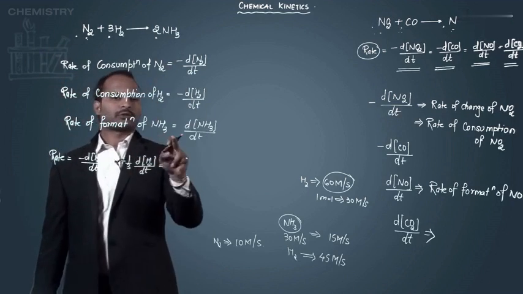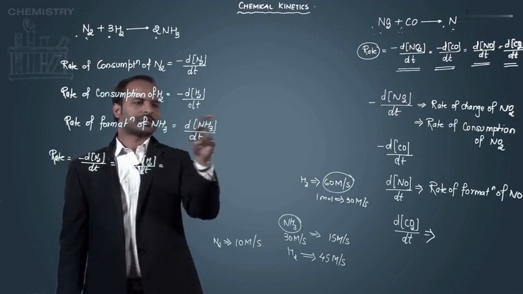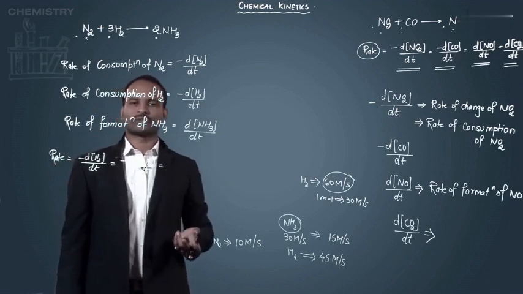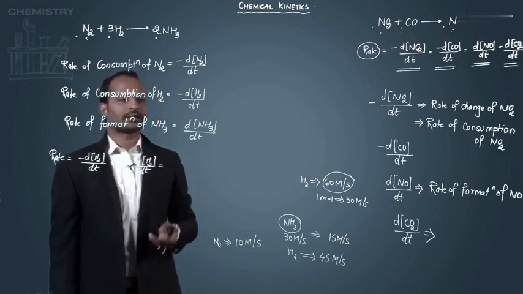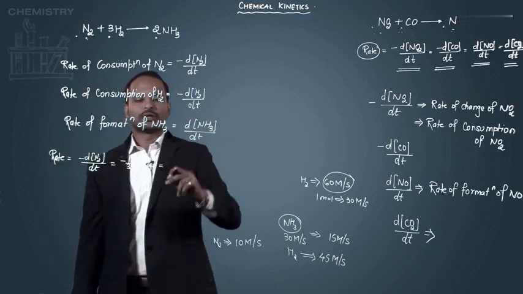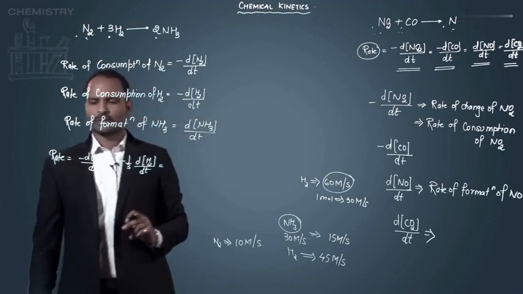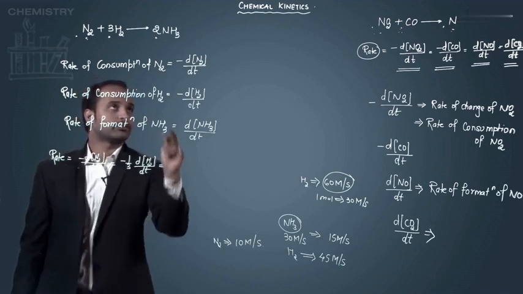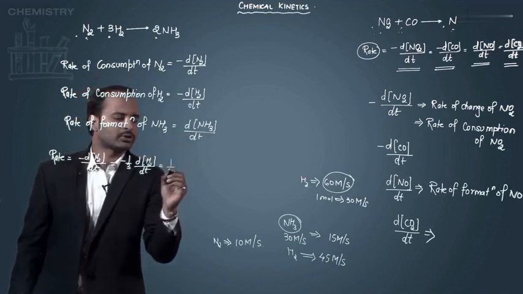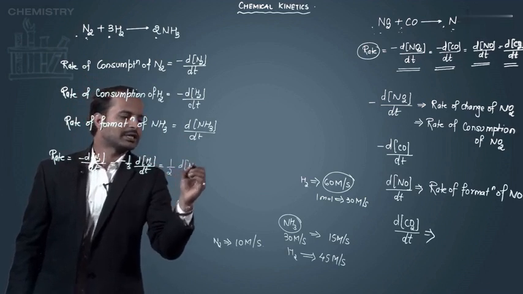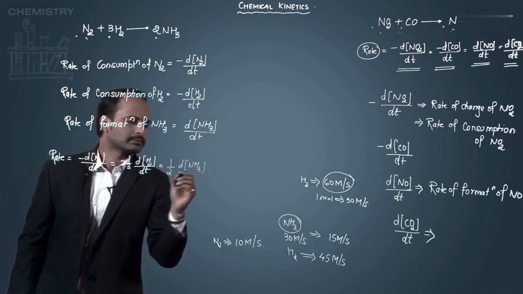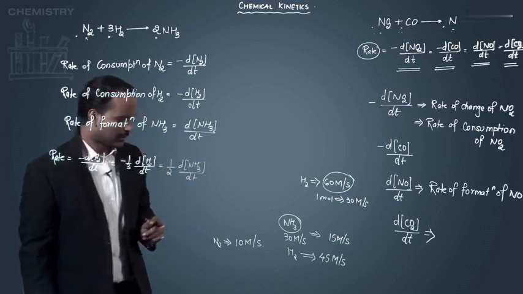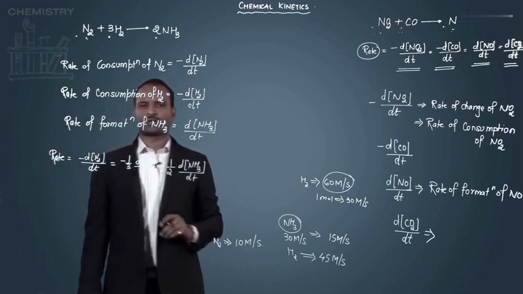For ammonia, I know the formation of ammonia. Its speed is d[NH3]/dt. How many moles of ammonia are forming in the reaction? Again it is 2 moles. But the rate is always written for 1 mole. So the rate of reaction is equivalent to 1 mole. For 2 moles it is this much, so for 1 mole it is going to be half, that is 1/2 d[NH3]/dt.